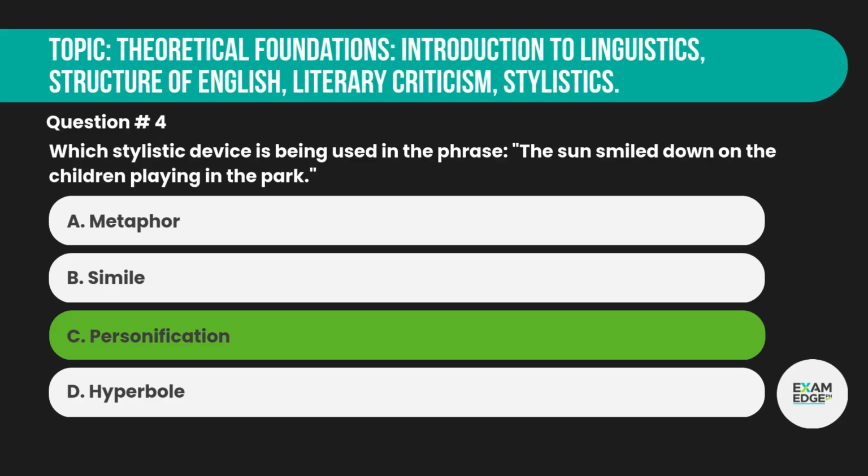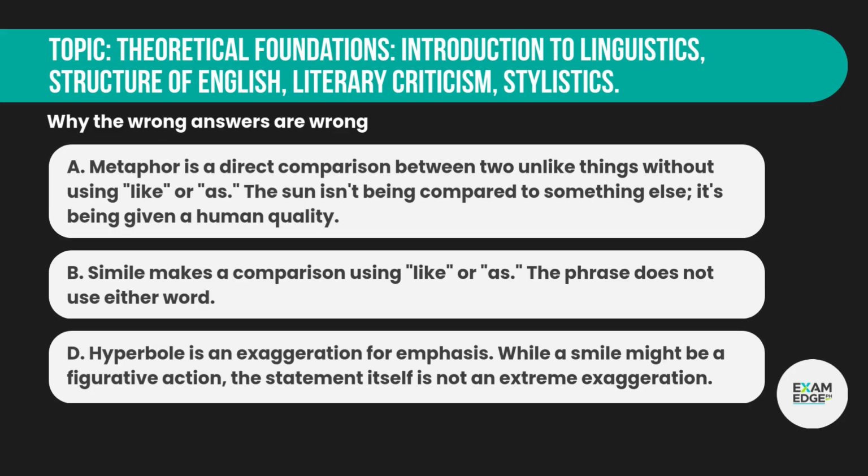Correct answer: C. Personification. Why the wrong answers are wrong? A. Metaphor is a direct comparison between two unlike things without using like or as. The sun isn't being compared to something else, it's being given a human quality. B. Simile makes a comparison using like or as. The phrase does not use either word.